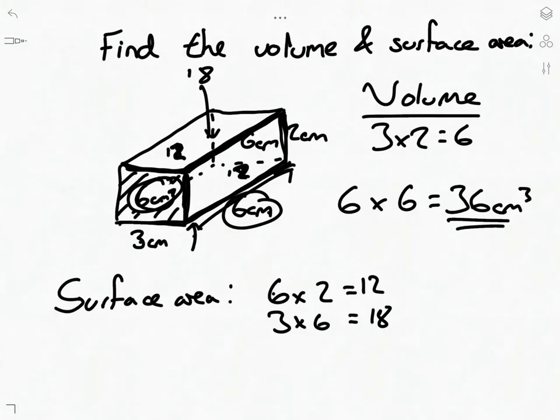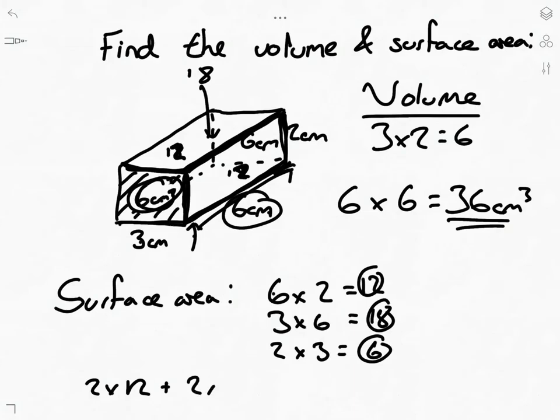Sorry about that. Now we're just going to add them all up. So we have our 12, our 18, and we have our 6 from the two ends, which was 2 times 3. And we've got 2 lots of each of these. So 2 times 12, add 2 times 18, add 2 times 6. So again, you could do that in your head, or you could do it on your calculator.